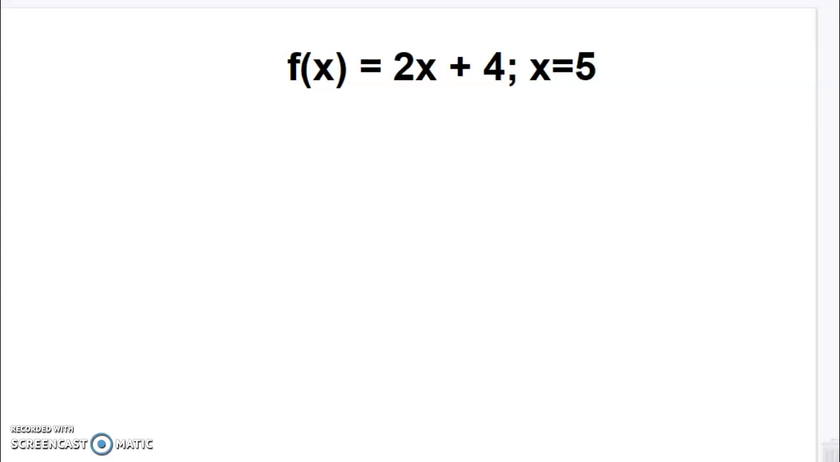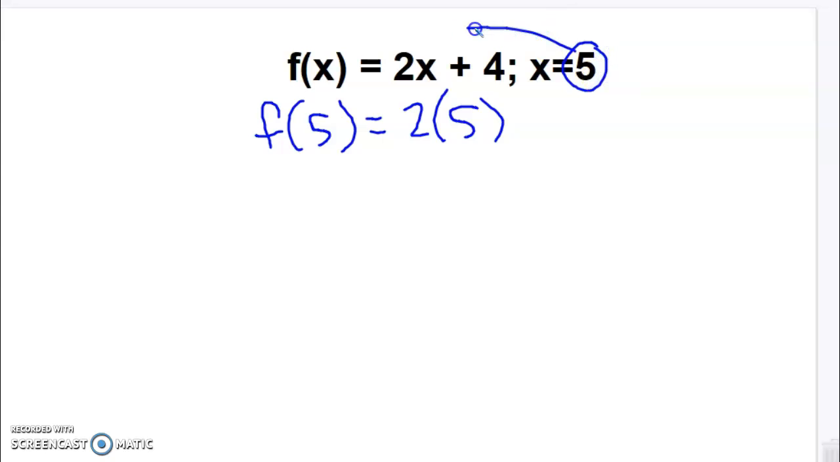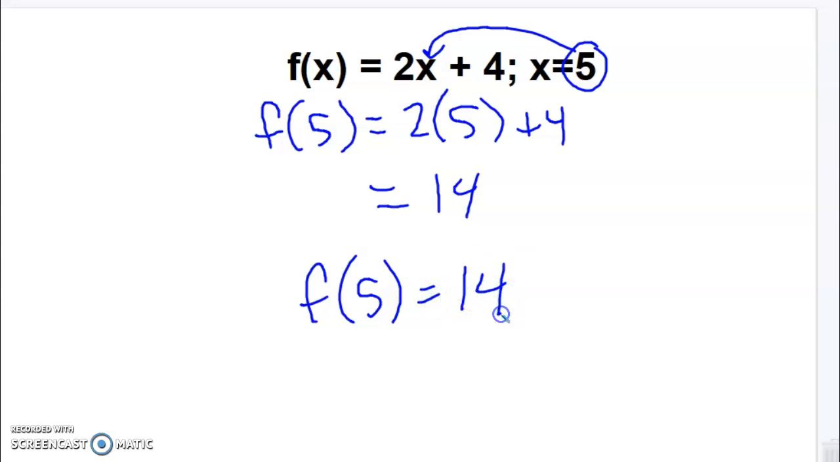So this one shows us f of x is equal to 2x plus 4. Now solve when x equals 5. So we're going to call this when the function is 5. So when x is 5, what do we get? We're going to do 2 times 5 because we're substituting this 5 in the place of x. So we're going to do 2 times 5 plus 4. Well, 2 times 5 is 10, plus 4 gives us 14. So our answer on this one would be when the function is 5, our answer is 14. So our answer that we're looking for here is 14.